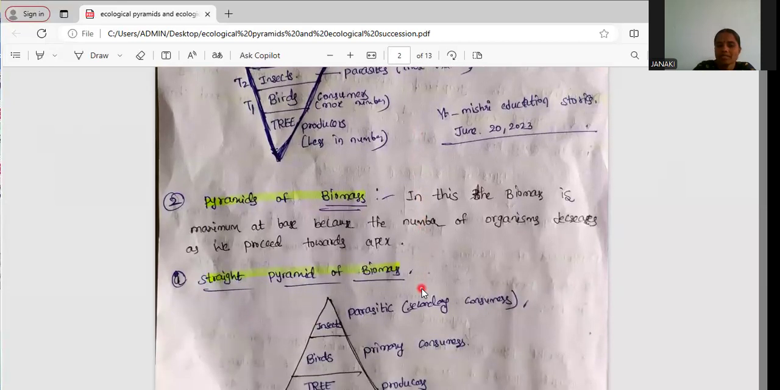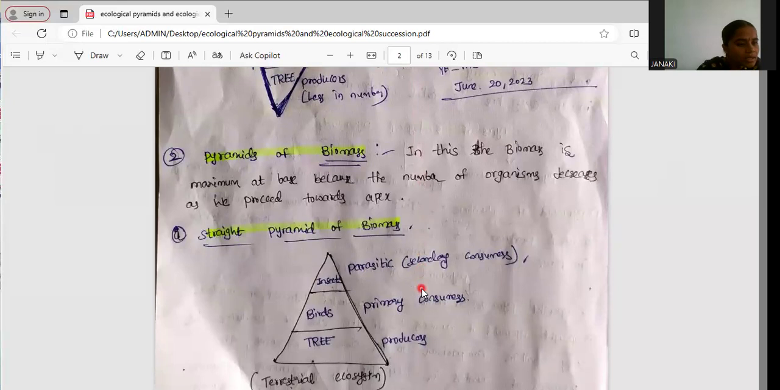Next, for example, see the pond ecosystem. The pyramid of numbers is upright with the largest number of producers, the phytoplanktons, at the base supporting a smaller number of primary consumers, a lesser number of secondary consumers, large fishes, and the least number of tertiary consumers. This is the pyramid of numbers. The second type is the pyramid of biomass.